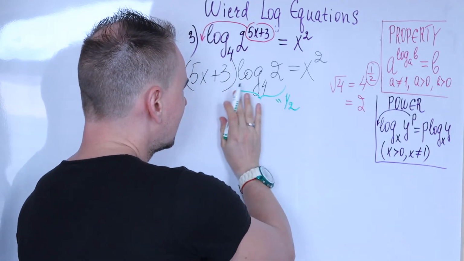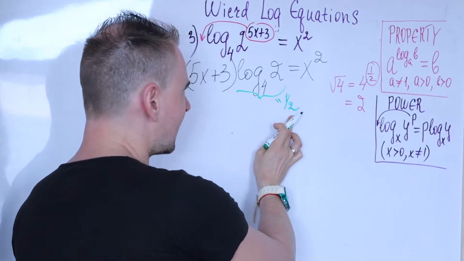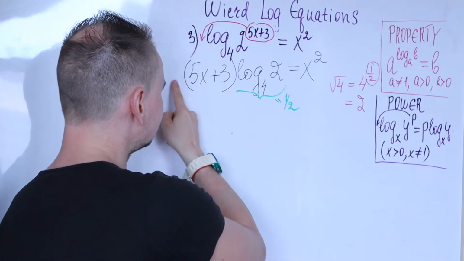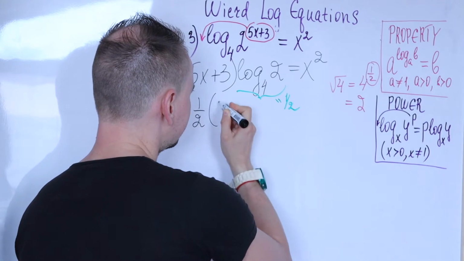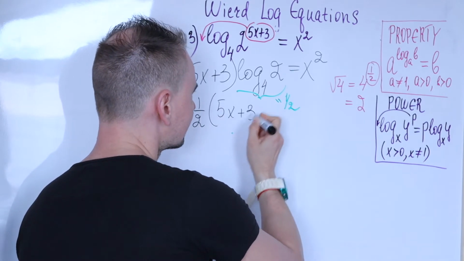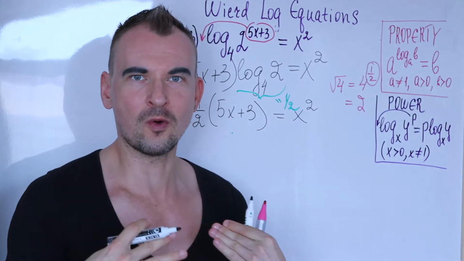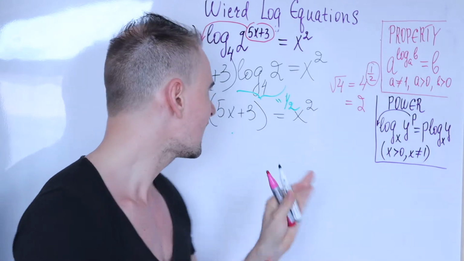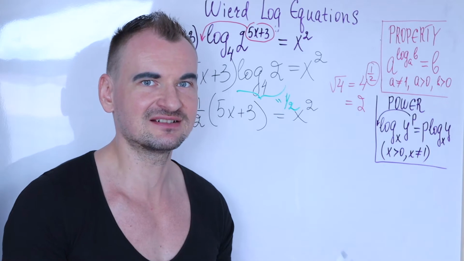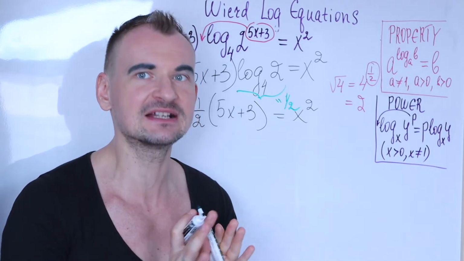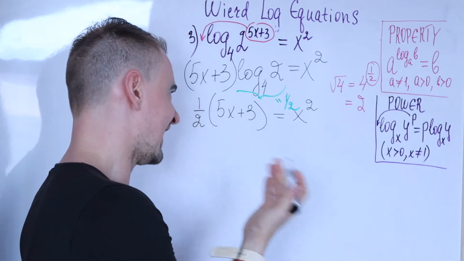Now, just replace this entire log with a half, and I'm going to write it in front. So you have a half times the expression 5x plus 3, and it equals x squared. So no log, we got rid of that. Now all you do is basic algebra. Apply your essential algebra skills and solve it for x.